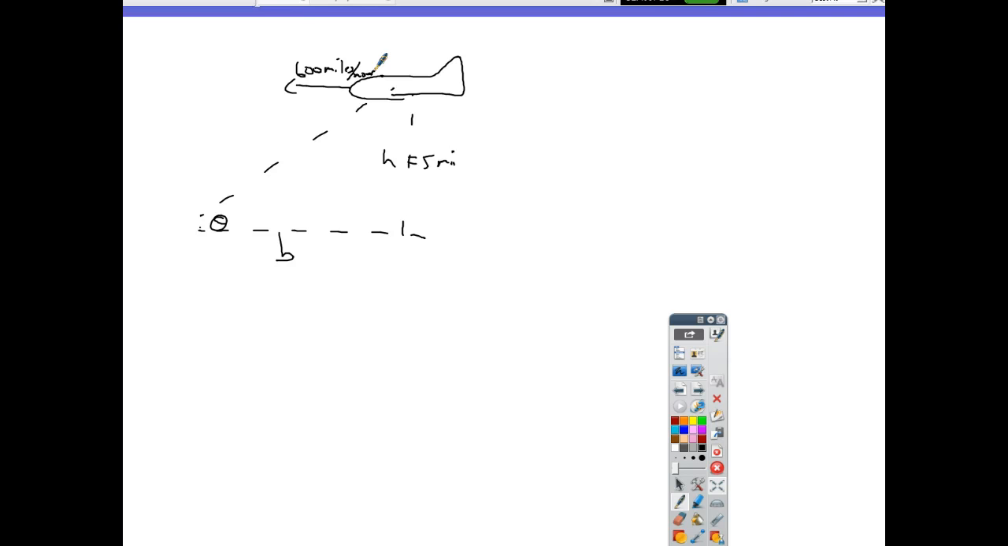So, what do I know? I know the height's 5. Oh, wait. They have an angle there. I messed up. What's the first angle? 30 degrees? Which is pi over 6, right? Because we would never write it as 30 degrees.